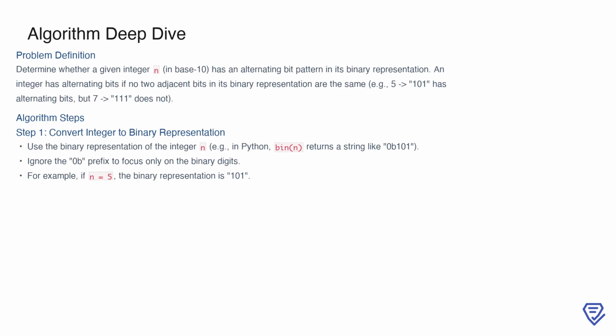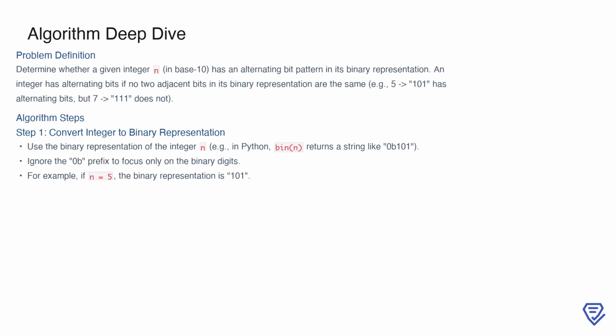The goal of this problem is to determine if a given integer, when represented in binary, has an alternating bit pattern. An alternating bit pattern means that no two adjacent bits in the binary representation are the same. For instance, the binary representation of the number 5 is 101, which alternates between 1 and 0, so it meets the condition. On the other hand, the binary representation of 7 is 111, where adjacent bits are the same, so it does not meet the condition.